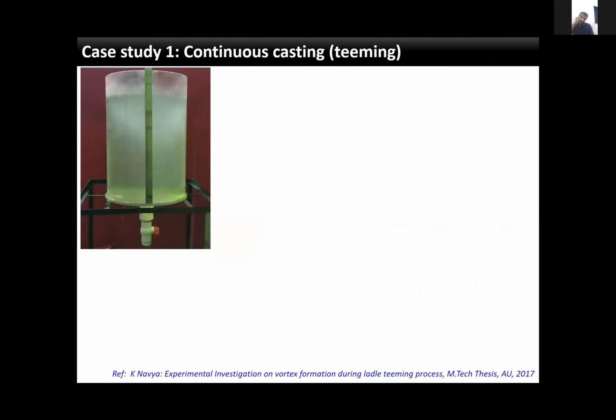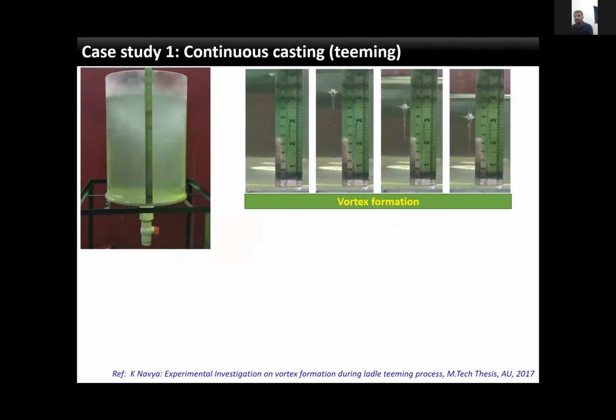Now let us see that in the CSIR NML laboratory, we have a water model setup for tundish operation to study the teeming process. As I told, there is a vortex formation. You can see a dimple forming when the water is getting teemed through this nozzle. At the critical height of liquid, the dimple will form and the tail will extend, and ultimately it will reach the nozzle.